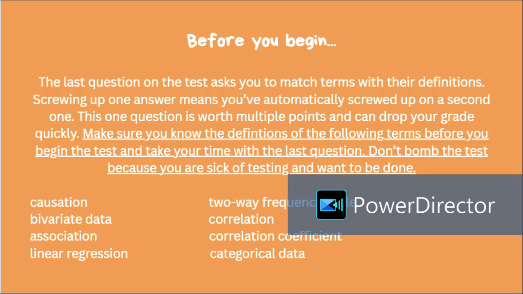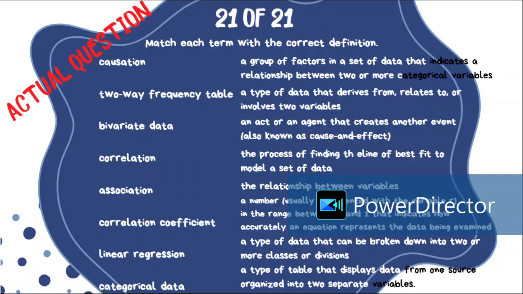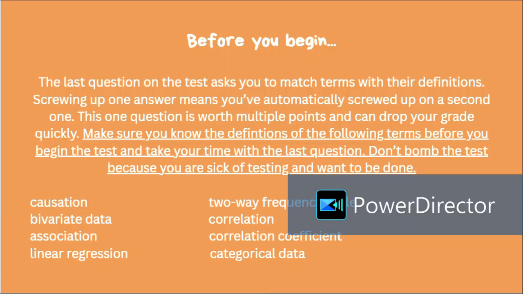Make sure you know what the definitions are for causation, bivariate data, association, linear regression, two-way frequency table, correlation, correlation coefficient, and categorical data. It's going to give you little definitions of them at the end. I'll give you a little sneak peek of what it looks like. This is what you're going to have to be able to answer and sort into the correct things. Make sure you can do that, okay? Pause the video, get all that taken care of before you actually begin testing. Don't blow the whole test over this silly little question, okay?